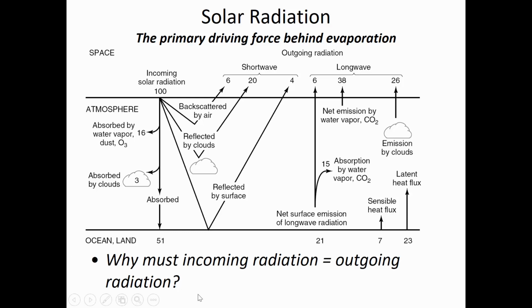And I've already addressed the fact that if we didn't have the incoming radiation and the outgoing both equal to 100%, then that would mean that there's a net accumulation of heat in the Earth's atmosphere and that the Earth would be getting rapidly warmer.